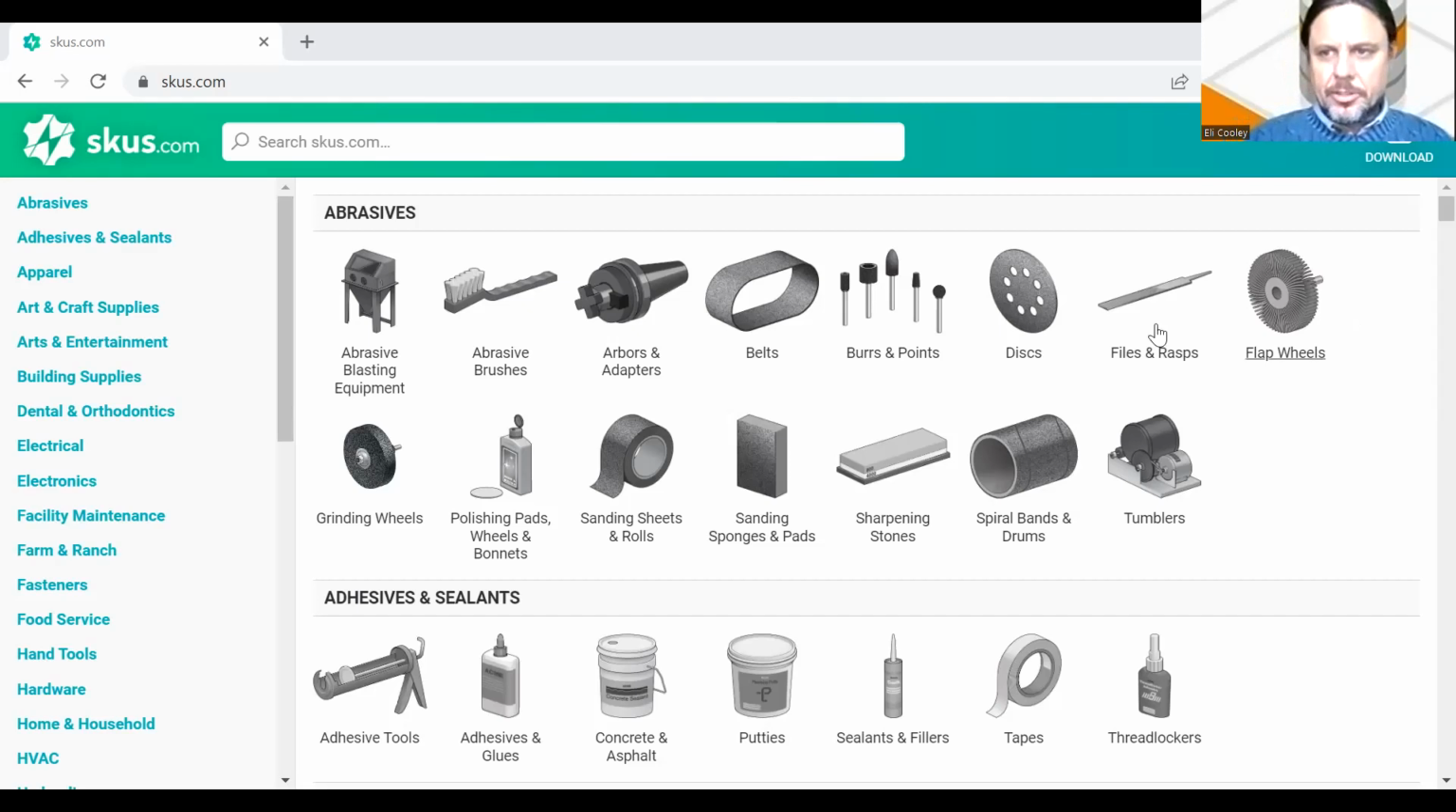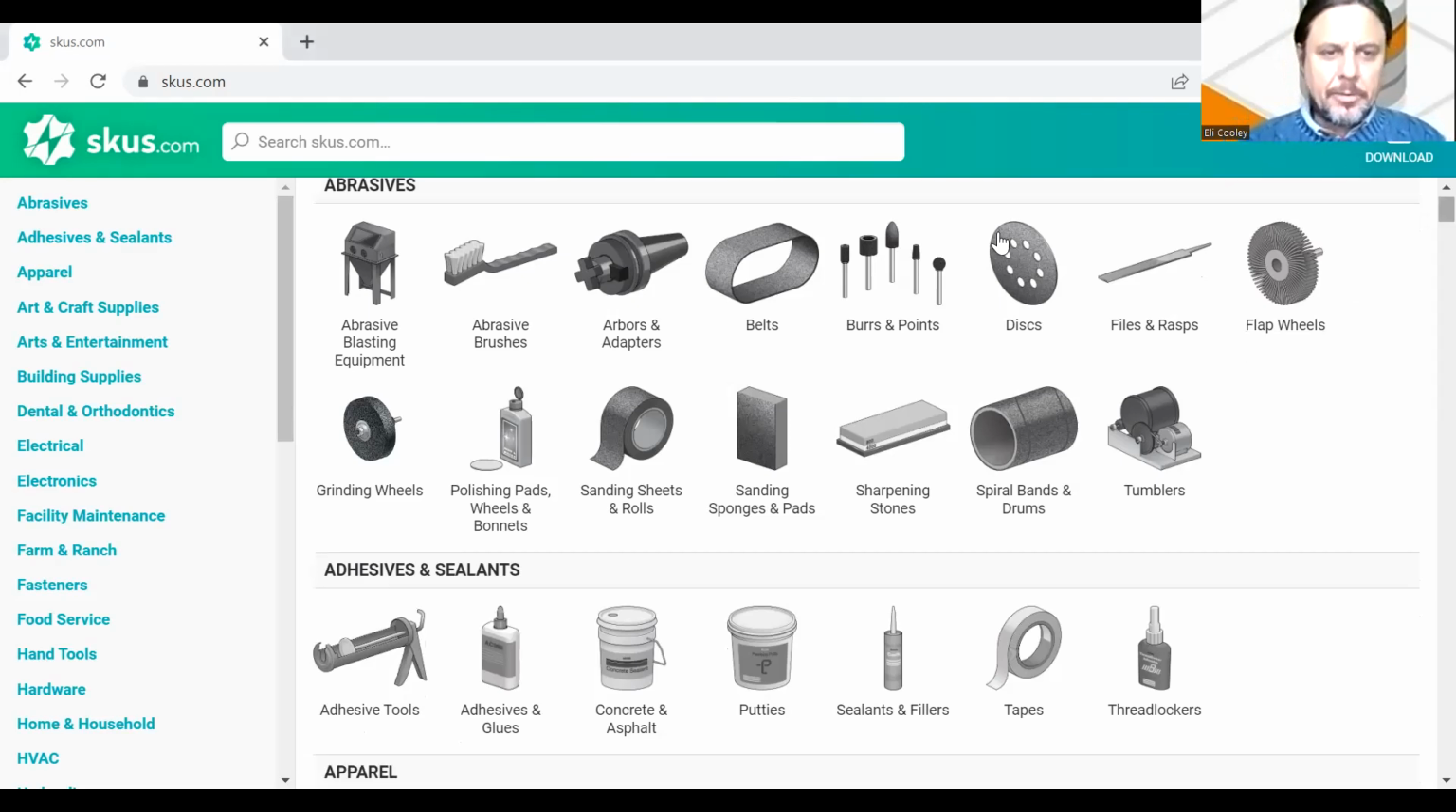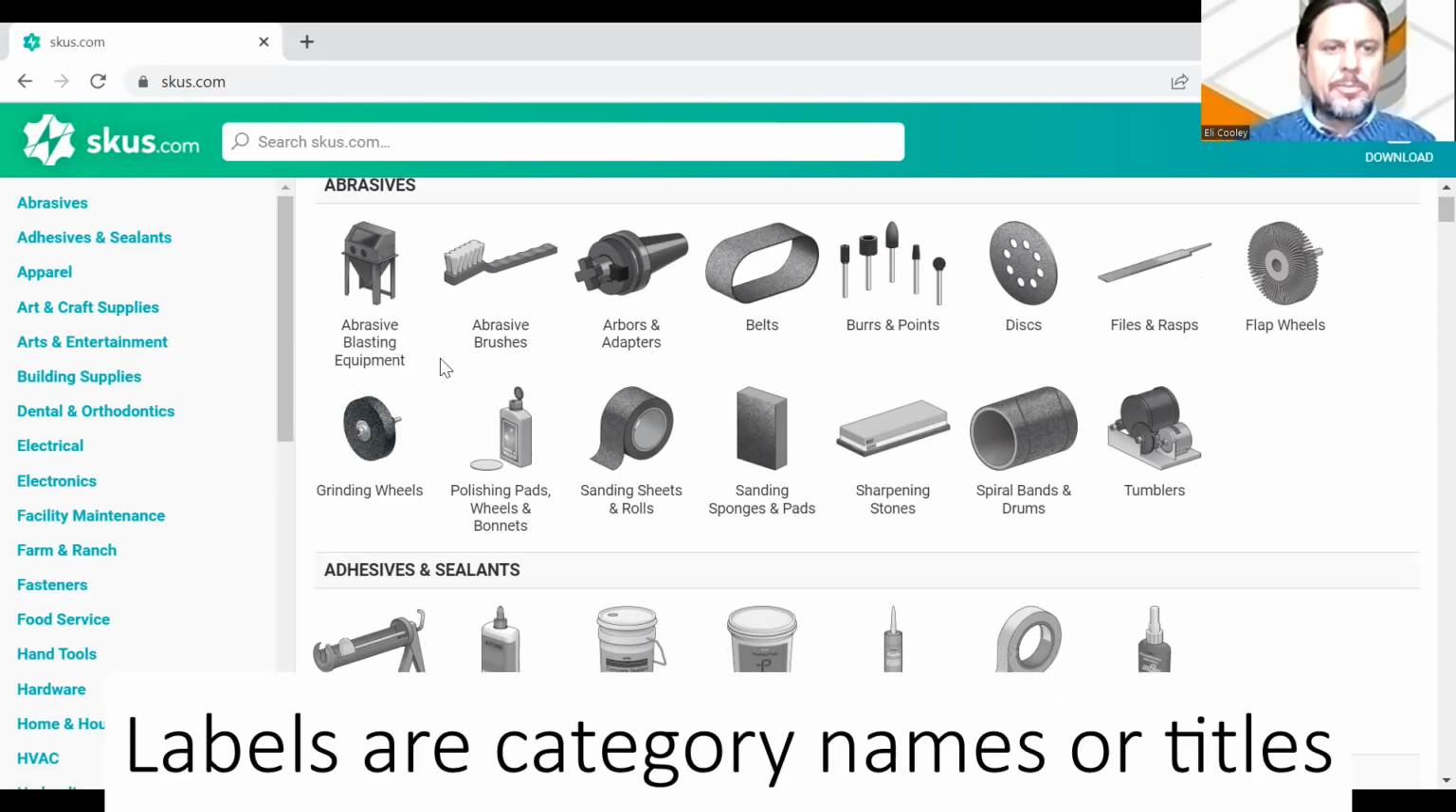SKUs.com is a good place, though, to look at category labels, really any website we could use. And when we say labels, we mean the names, or sometimes what people would call the titles of the categories. So here it's abrasive blasting equipment, abrasive brushes, arbors and adapters.